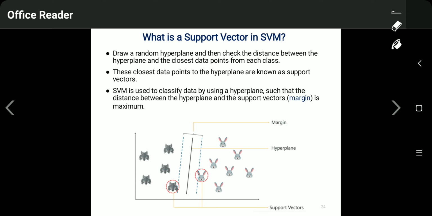Just see here, these are the closest data points from each class. If we draw a parallel line through these closest data points, just see here, in the first data set the closest point is circled by a red circle over here. So we will draw a parallel line touching this closest point. Similarly, on the right side we have also drawn a parallel line touching the closest point to this hyperplane. So these two lines are called the support vectors.